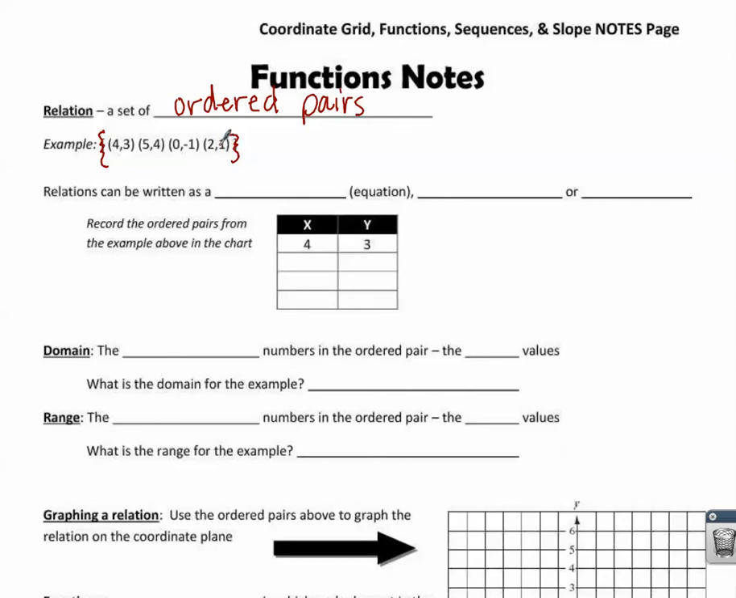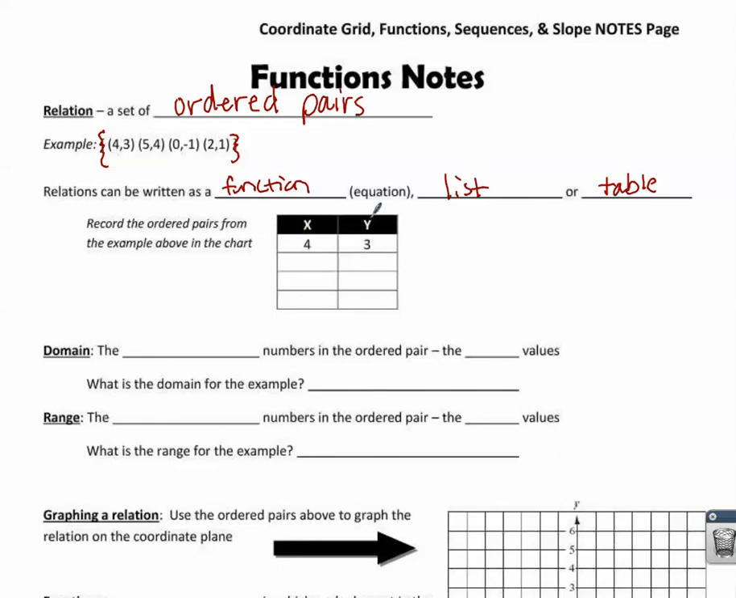A relation can be written as a function, which is a form of equation, a list, or a table. We'll show you all three of these in a little bit. So record the ordered pairs from the example above.